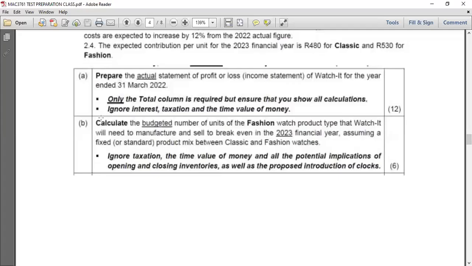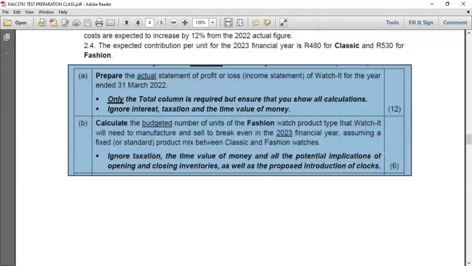Right. So, okay, let me just quickly do this next one. Calculate the budgeted number of the fashion watch products that Watch It will need to manufacture and sell to break even in the 2023 financial year, assuming a fixed product mix between classic and fashion. Right, now they want the break even. And this is for 2023, so we'll no longer be using the data that we were using. We're now using 2023.